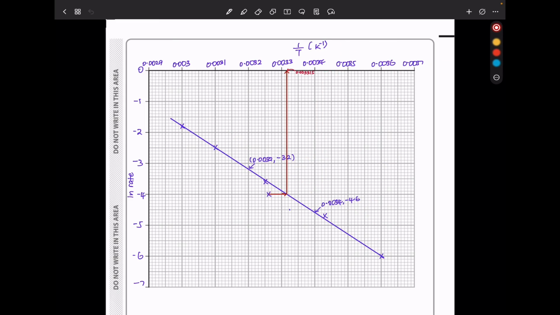This is plotting the values that were given. Of course, on the x-axis we have 1/T in per Kelvin, and then we have the natural log of rate. And the positioning of the points appropriately, and we can see this is the value that was misread. I was able to draw the line of best fit through all the other points.